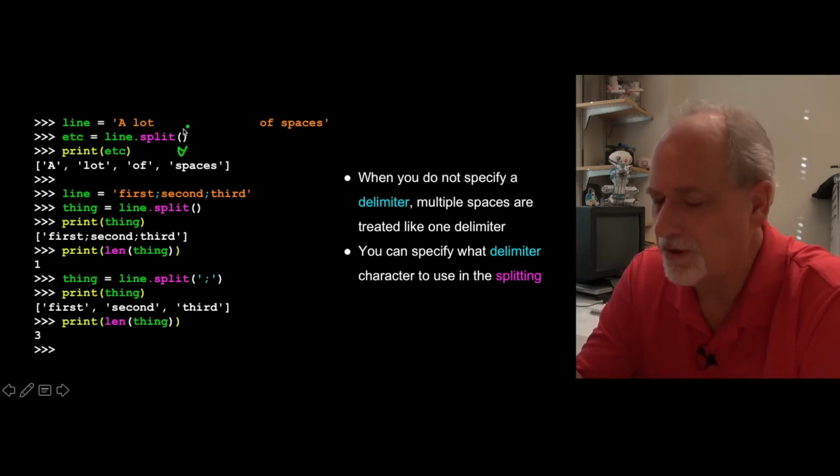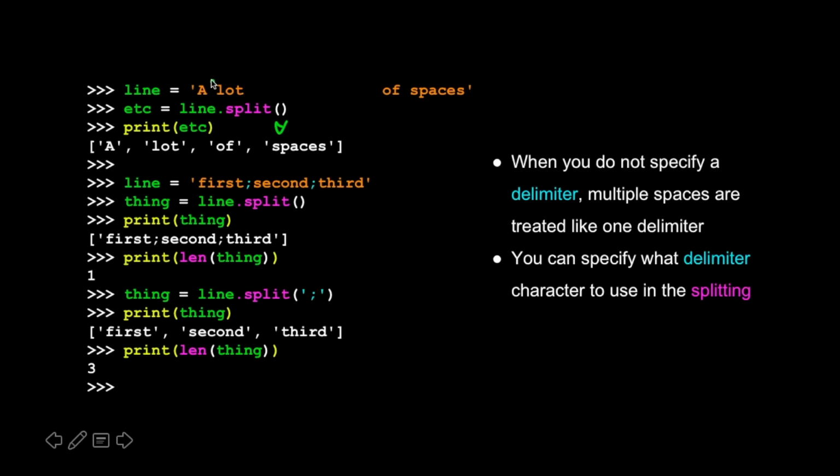Just a couple of bits about how this works. Split with no parameters looks for spaces, but it also treats a bunch of spaces as a single space. So it's pretty smart about that. Even though this has a lot of spaces between lot and of, you only see lot of, and all the spaces are gone.